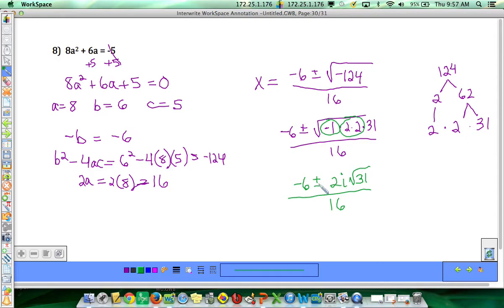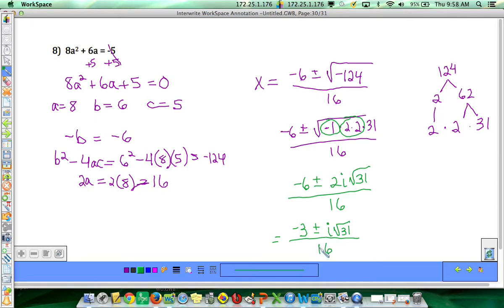Okay, now we can reduce this even more because you'll notice each of these terms, you have 3 terms here, can be divided by 2. They have a common factor of 2. So if you divide each term by 2, you can simplify it more. -6 divided by 2 is -3. This term divided by 2, the 2's would cancel out, so you just have i times the square root of 31, or square root of 31 i, it doesn't really matter the order, over 16.